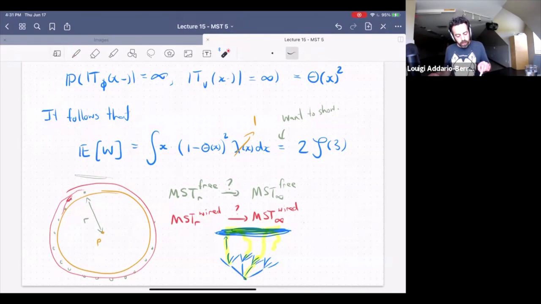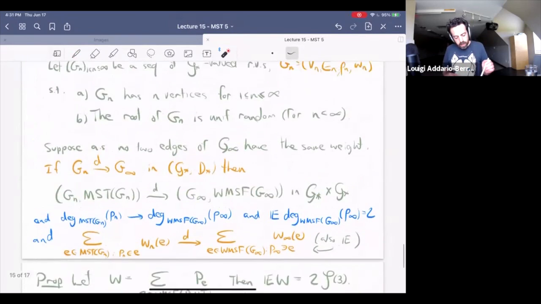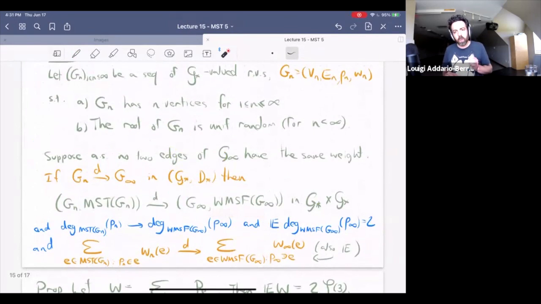Good. Okay, so we'll finish computing this nice integral at the start of next lecture, and then we'll prove that the component containing the root in this wired minimum spanning forest is a one-ended object, almost surely, and talk a little bit about its volume growth. So thanks all for your attention.